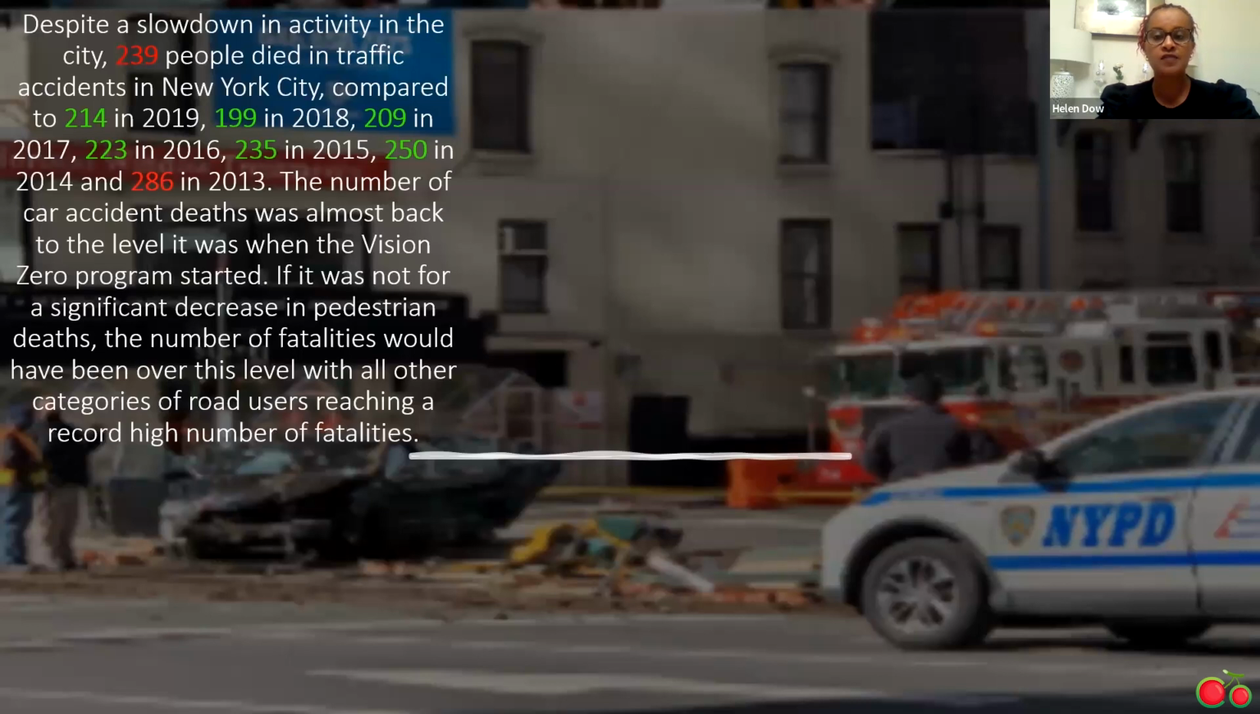The number of car accident deaths nearly returned to the level where the Vision Zero program started in 2014. If it was not for the significant increase in pedestrian deaths, the number of fatalities would be over the level where all other categories of road users reached a record high number of fatalities.